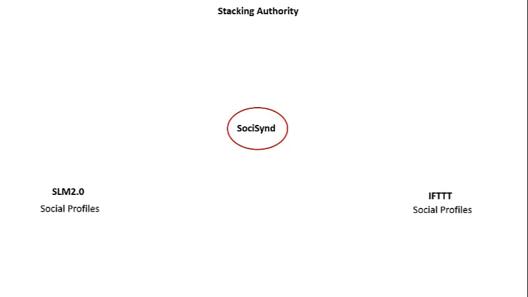Okay, so let's go over to stacking authority now as well. So you've got your Social Link Machine 2.0 social profiles, you've got SociSynd, and you've got If This Then That social profiles as well. Now what you're going to do is promote your Social Media 2.0 profiles and your If This Then That social media profiles inside of SociSynd. The way you do this is you create a campaign and add your social media profiles inside of SociSynd, and SociSynd is going to go and syndicate those social media profiles to hundreds and hundreds of other users' social media profiles, and it's going to really be stacking up your authority.